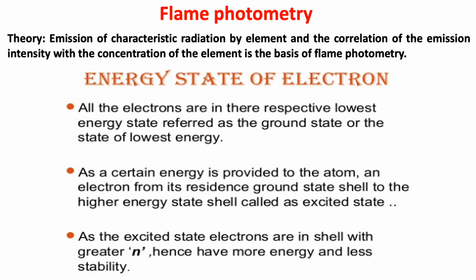Earlier we had discussed, before starting the chapter, the instrumentation methods of analysis. This comes under optical methods. We had discussed the definition, and how optical methods work. In optical methods, we mainly correlate the nature of interaction of light with our material. First we had seen colorimetry. Afterwards, the second example of optical methods is flame photometry.